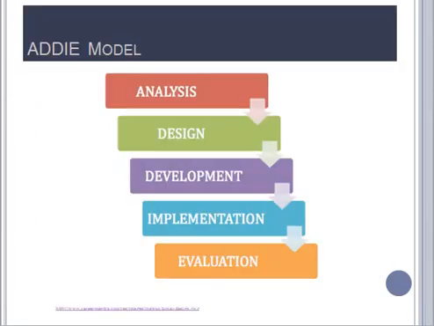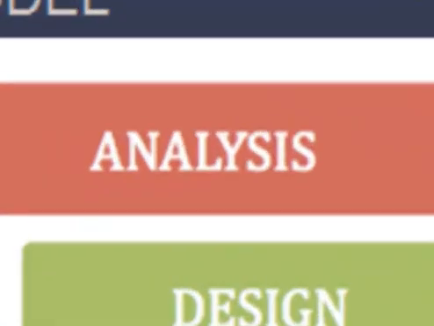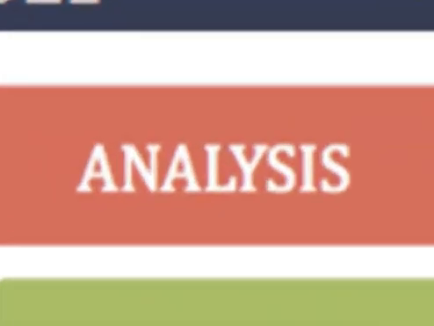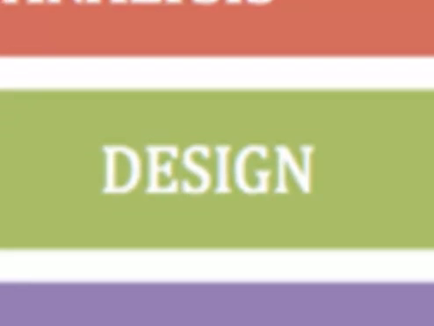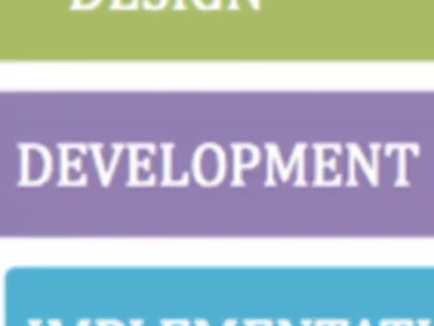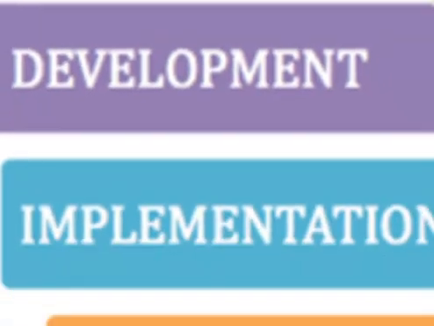The ADDIE model is composed of 5 steps. Analysis. Identify the learner, what they should know after the lesson, and what type of environment they'll be learning in. Design. Identify the lesson content and how it will be delivered. Development. Create the content, assignments, and assessments.